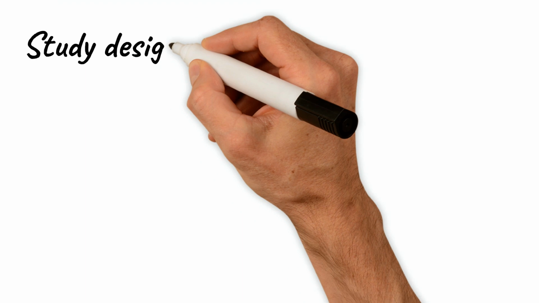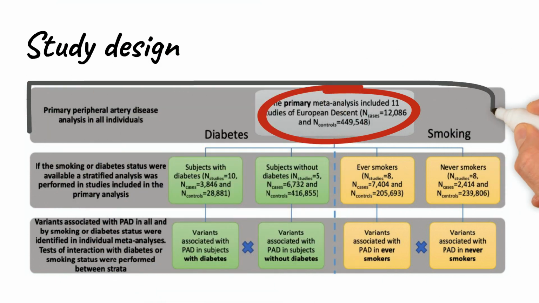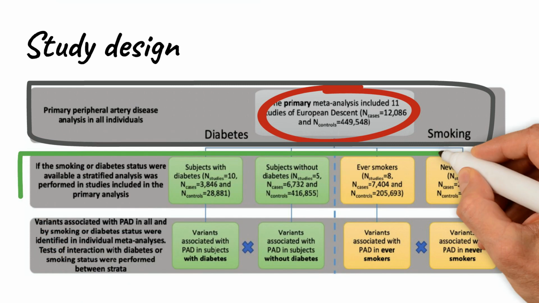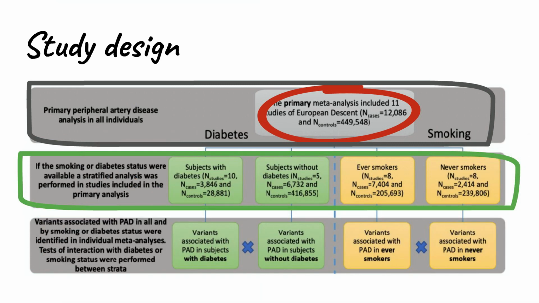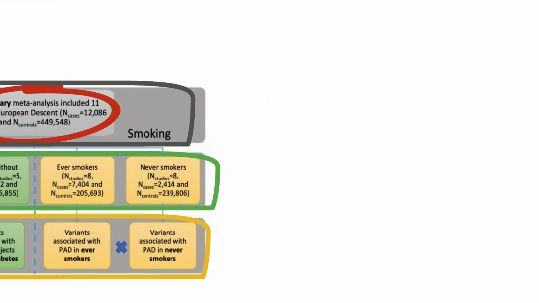The study includes over 12,000 cases and nearly 450,000 controls of European ancestry, combined from 11 independent GWAS. The authors conducted 3 different analyses. The first one consisted of a PAD GWAS regardless of the patient's smoking or diabetes status. The second one was another PAD GWAS stratified on the patient's smoking or diabetes status. The last one was an interaction analysis of PAD using the stratified data on patients' smoking and diabetes status.